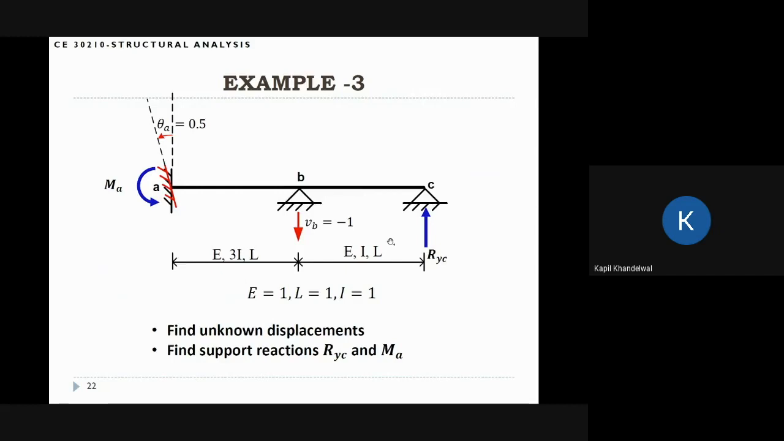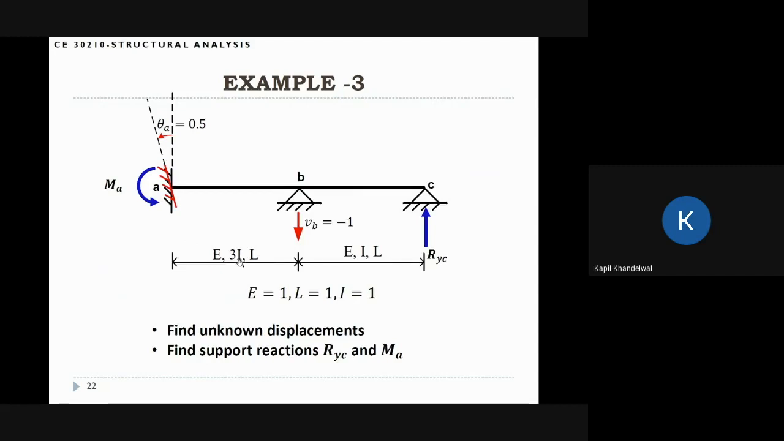And we want to solve this system. Again, for this case, the member AB has the properties E, 3I and L. So I for member AB is 3I. And for member BC, the properties are E, I, L. I'm assuming E is equal to 1, L is equal to 1, and I is equal to 1, just for simplification. So for member BC, I is equal to 1. For member AB, I is 3I.